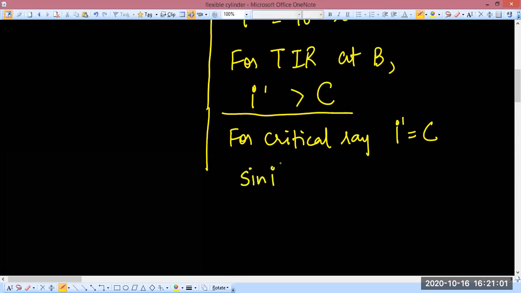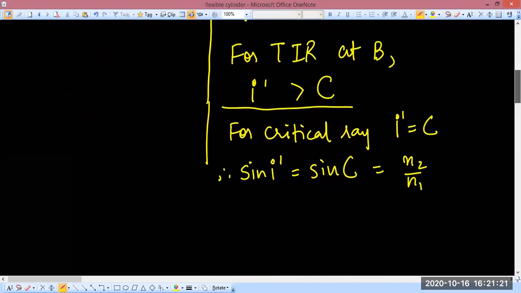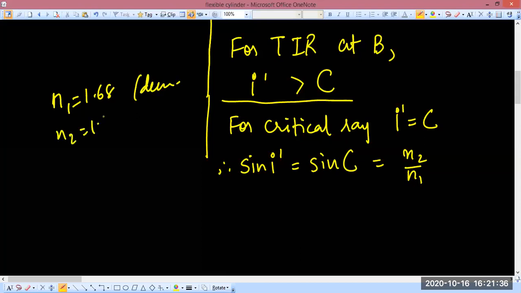Therefore sin I dash is equal to sin C, which is equal to N2 by N1. Again, what is N2? Cladding's refractive index, and this is for core, N2 and N1. Once again observe that core's refractive index is N1 which is 1.68, so this is denser compared to the cladding which is 1.4 something, which is rarer. That has to be so. I don't want to put the value yet.